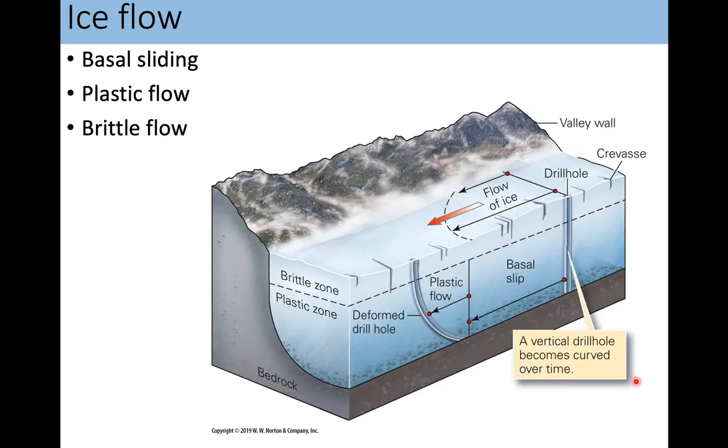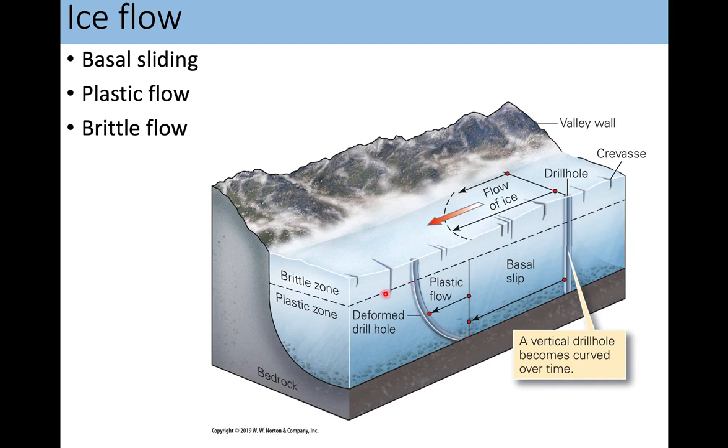So here we show basal sliding, which is where the ice, so let's say we drilled a hole here. What's going to happen to that hole? Well, actually it would close up, but let's say we put a pipe down there. Over time there would be some basal sliding, so every part of this ice is just going to slide downhill, slipping along the bottom of the ice. Then there will also be plastic flow.